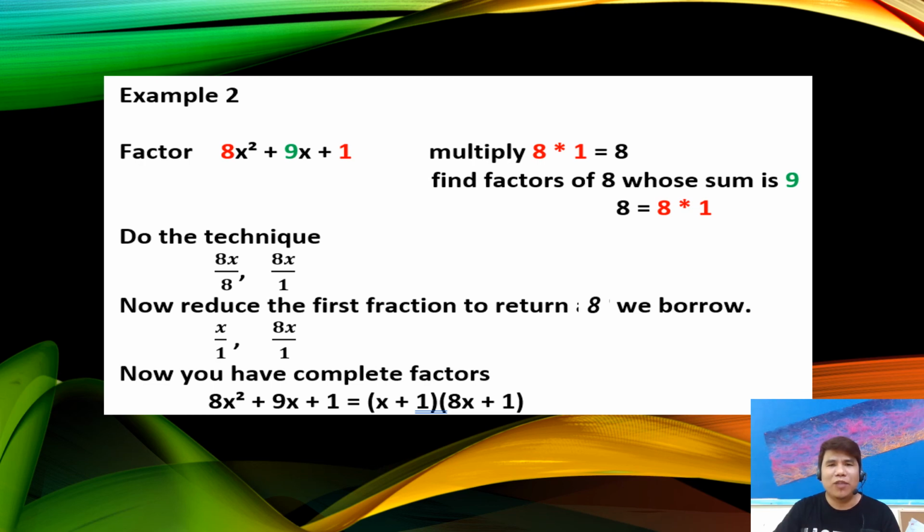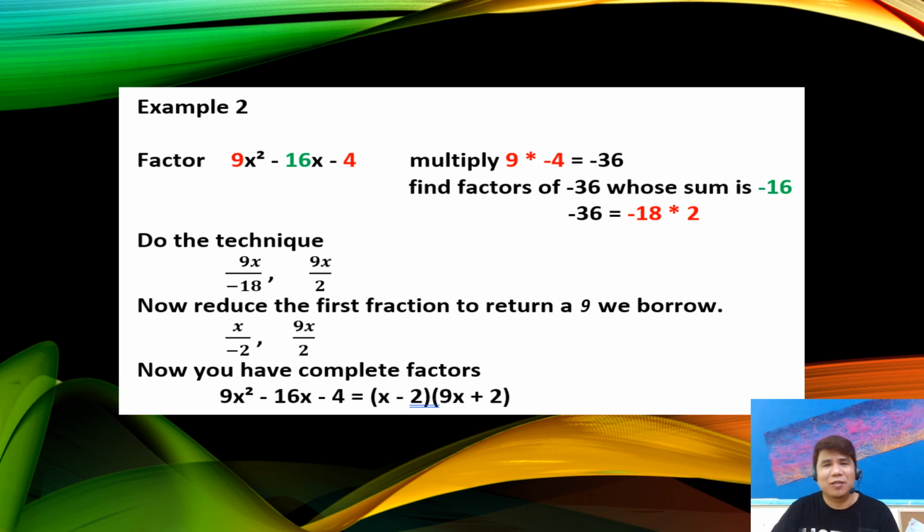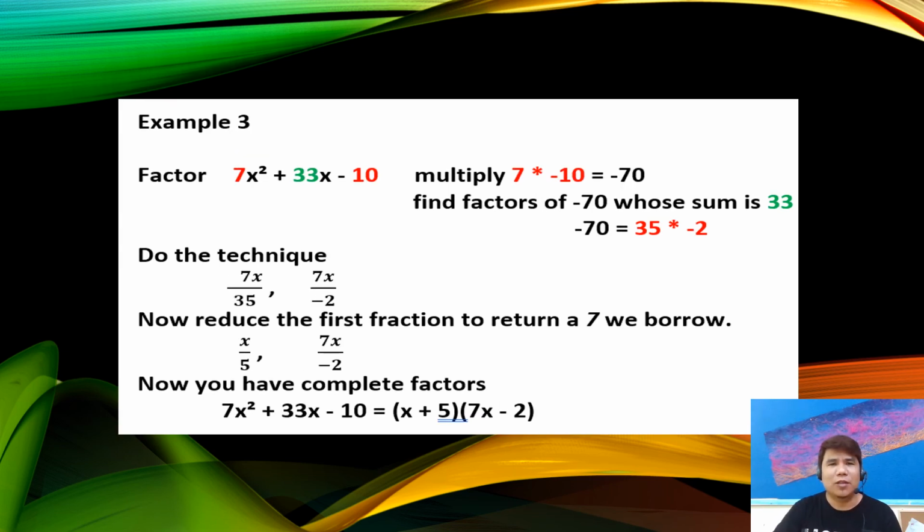Now you have the complete factors of 8x squared plus 9x plus 1, which is the quantity x plus 1 times the quantity 8x plus 1. Then you can check that again, whether the answer is correct, using the FOIL method. And now let's have example number 3. Factor 7x squared plus 33x minus 10.